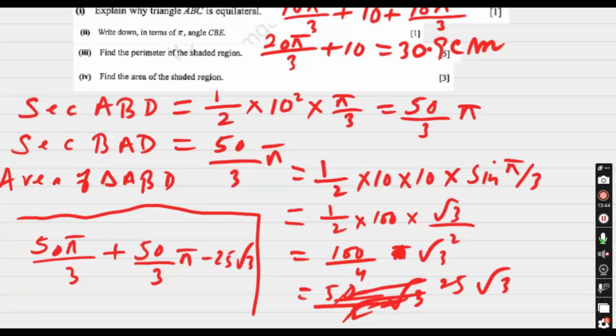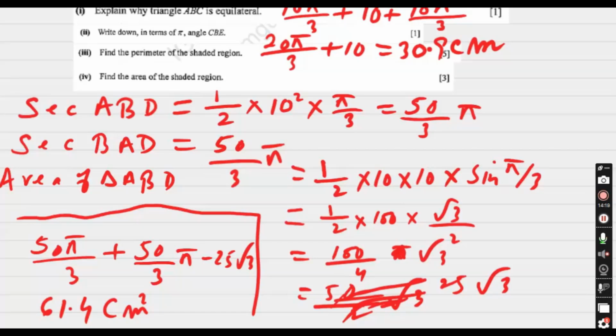Use your calculator to find the final answer. So 50 pi plus 50 pi is 100 pi, divided by 3, minus 25 root 3. The answer is 61.4 centimeter square. So students, it is very important to look at the diagram carefully.